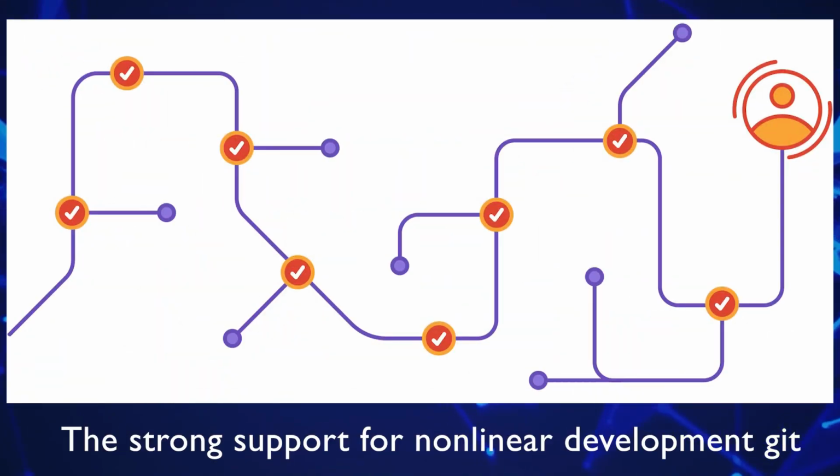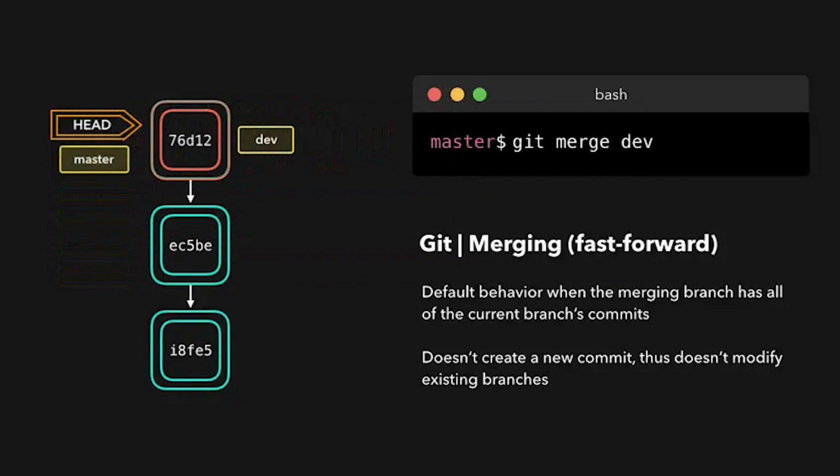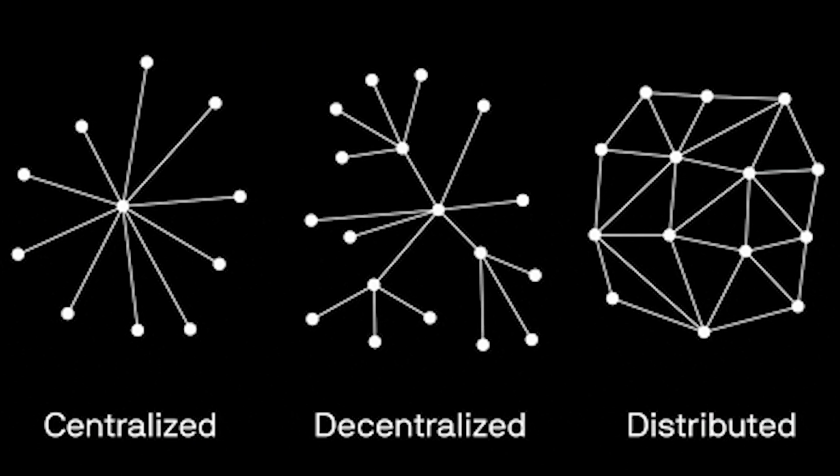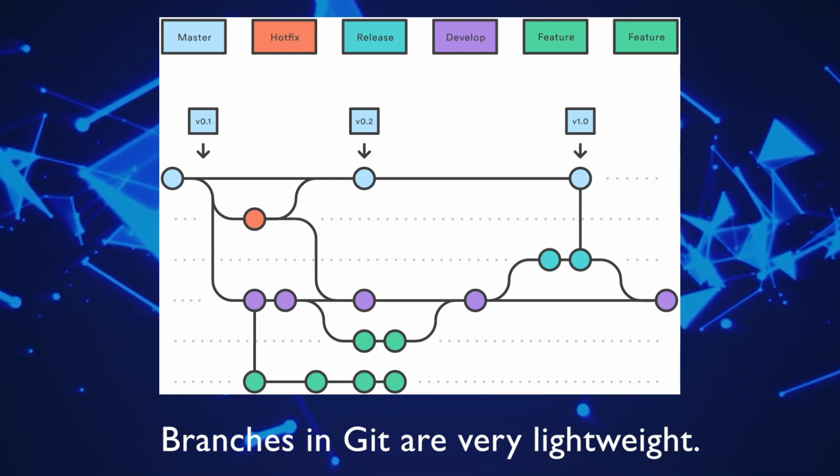Strong support for non-linear development. Git supports rapid branching and merging and includes specific tools for visualizing and navigating a non-linear development history. Branches in Git are very lightweight.